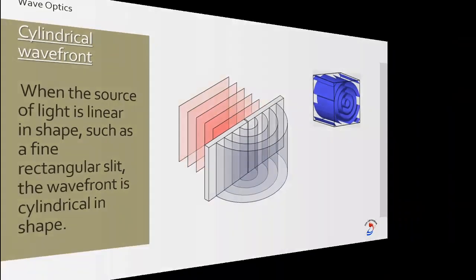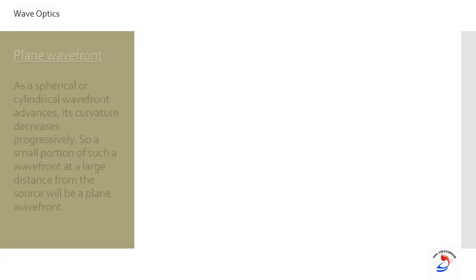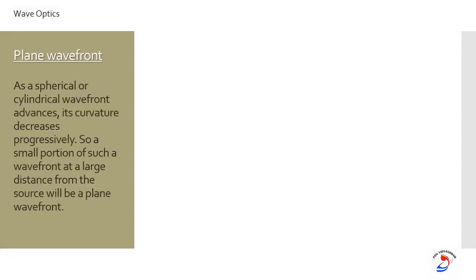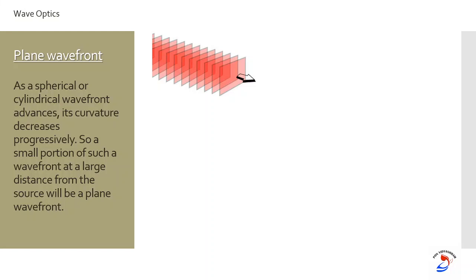Okay, now coming back to the first one, the plane wavefront. How do you think a plane wavefront originates? You saw that the spherical wavefront originates through a point source and a cylindrical wavefront originates through a linear source, right? Now how do you produce a plane wavefront then? It's nothing but as the spherical or cylindrical wavefront advances, its curvature starts decreasing progressively.